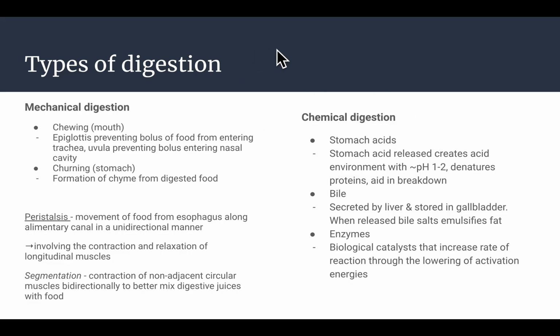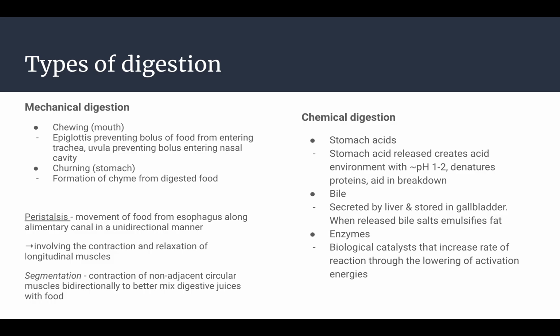So there are 2 types of digestion, and the first one is mechanical digestion, which mainly involves chewing, which is basically breaking down larger food pieces into smaller pieces with your teeth. And there's the epiglottis preventing the bolus of food from entering the trachea. I believe we don't really need to know this, but it ensures that the food actually travels down the esophagus.